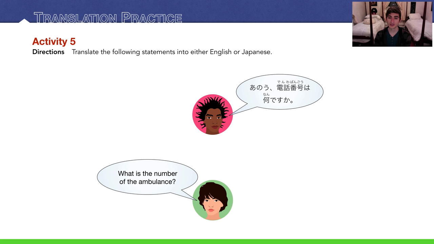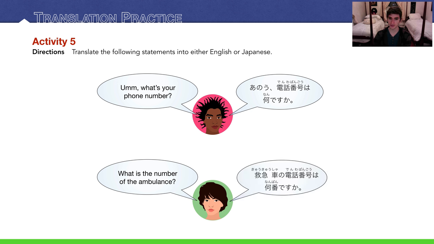Translate the following statements into either English or Japanese. Pause the video, try it on your own. I'm going to solve it right now. The first guy says, あの電話番号は何ですか? Well, we know this means, excuse me, what's your phone number? What's your phone number? Is fine. Bottom guy says, what is the number of the ambulance? Do you remember the word for ambulance? 救急車. So, the Japanese for this would be 救急車の電話番号は何番ですか? Or 何ですか? Doesn't have to be 何番, can be 何ですか.